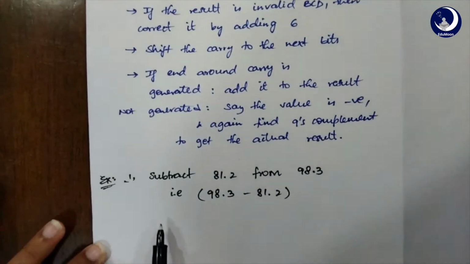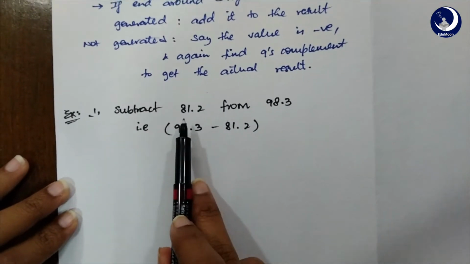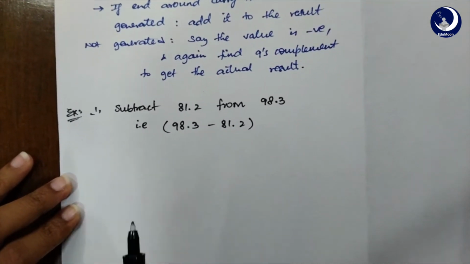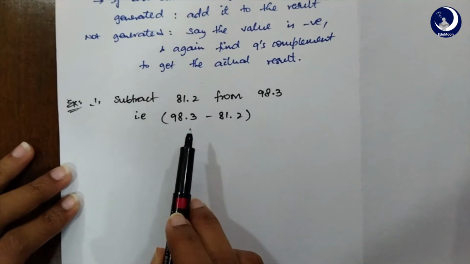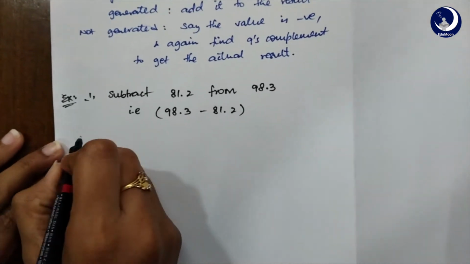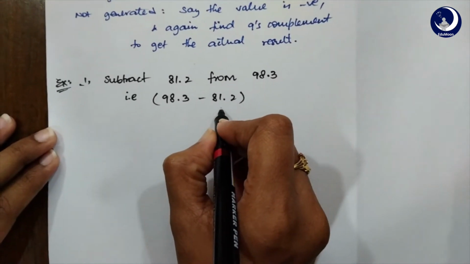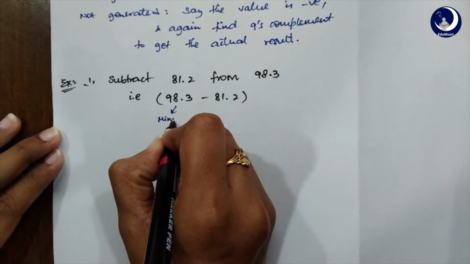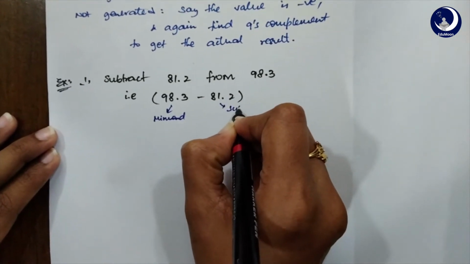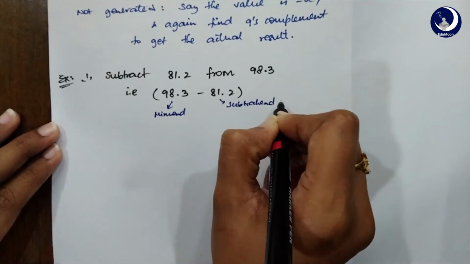Now consider the first example: subtract 81.2 from 98.3. That means 98.3 minus 81.2. At first, this is your minuend, right? And this is your subtrahend. I hope you guys are clear with this point.